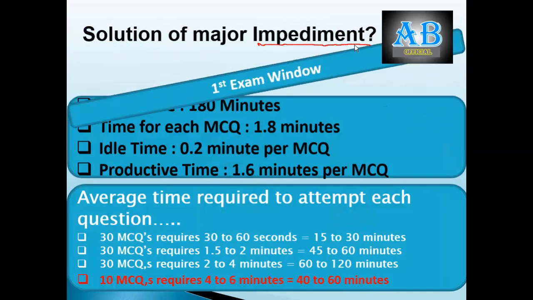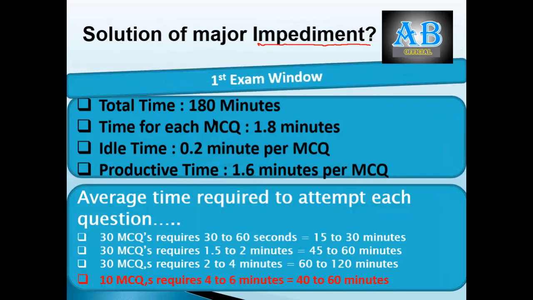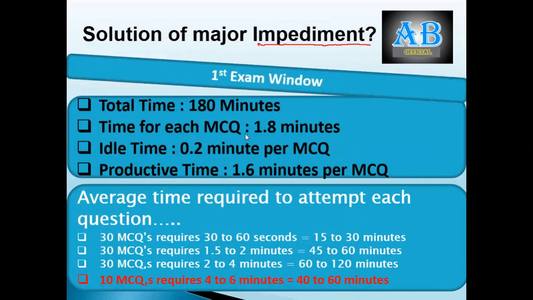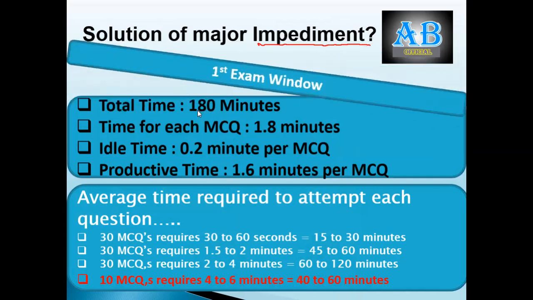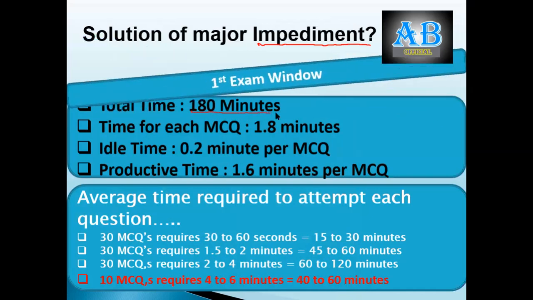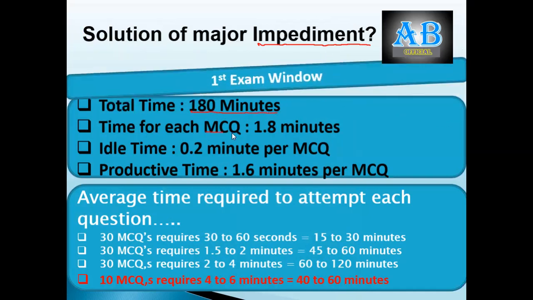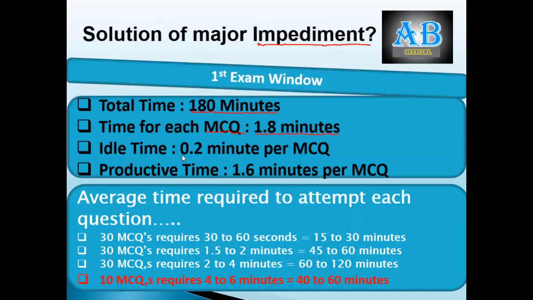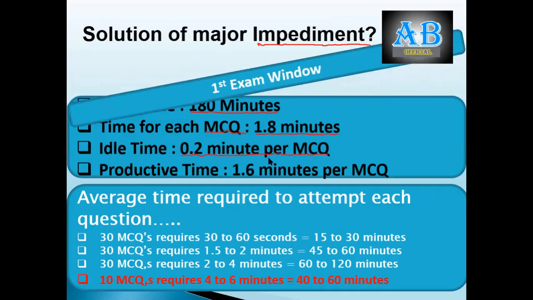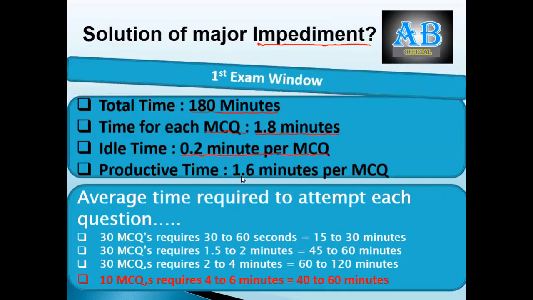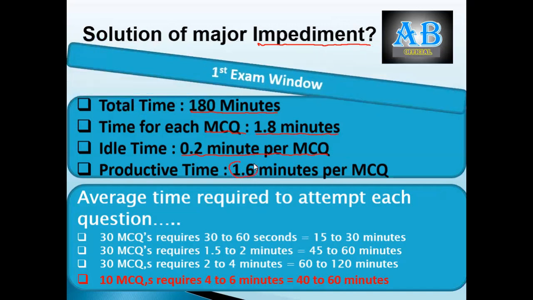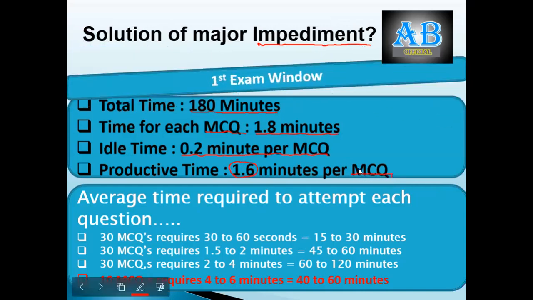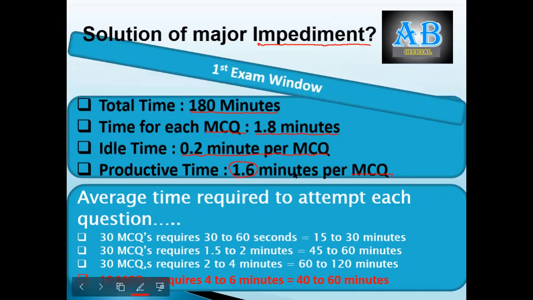Your first exam window, total marks. Total time, you have 180 minutes. For each MCQ, 1.8 minutes is the ideal time, 0.2 minutes per MCQ. So the productive time as per my experience is 1.6 minutes. So you must complete one MCQ within 1.6 minutes.